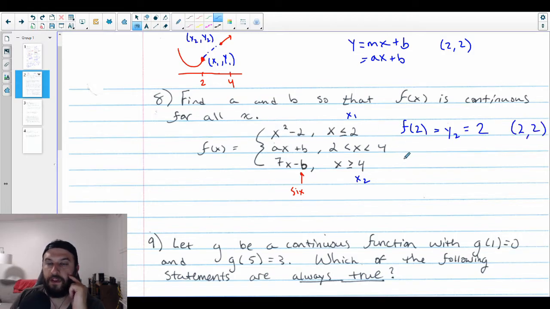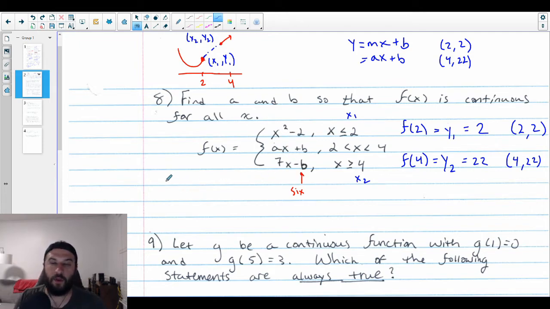Okay, find f of 4. Oh, I'm sorry. That's my y1. Can't count today. Let's find my y2, plug 4 in. So 7 times 4, 28, minus 6, 22. So there's my second point, 4, 22.